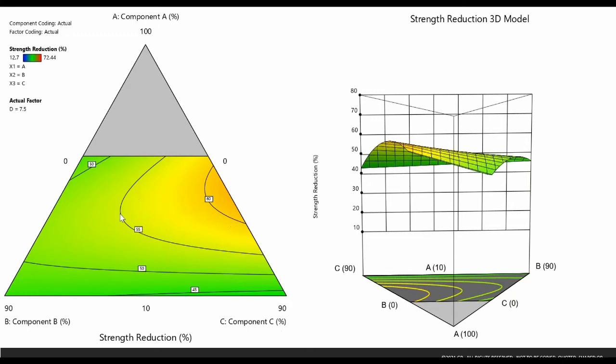And if we take this contour plot, we can create a really nice 3D model. Again, what we see is this little hump towards the side here between our A and C component line. Again, we find that there is an optimal region right in here, probably at about 40% of A and about 60% of C. So we have our strength reduction model.